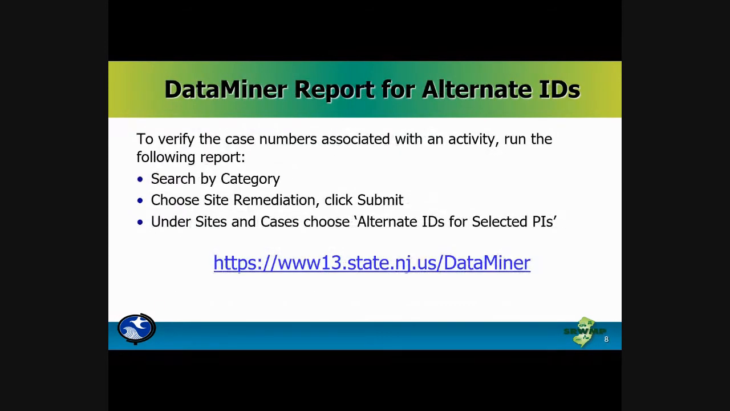Once we conduct the merge of activities, we add the cases to the Alt ID window in the activity that remains active, and you will be able to verify this through the Data Miner report for alternate IDs in an activity. I'm sure you're all familiar with Data Miner since we have developed lots of reports for your assistance. If not, you can just search by category, choose site remediation, click submit, and under sites and cases, choose alternate IDs for selected PIs. You should be able to see all the cases that are associated with the activity.